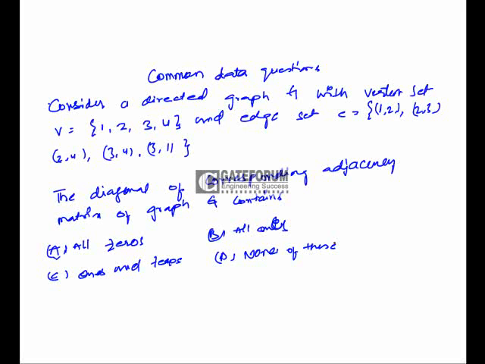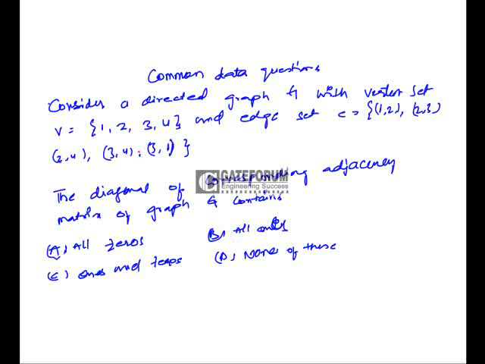These are common data questions, and the given data is: consider a directed graph G with vertex set V equal to 1, 2, 3, 4 and edge set E equal to 1 2, 2 3, 2 4, 3 4 and 3 1. The first question is: the diagonal of the corresponding adjacency matrix of the graph G contains option A all zeros, option B all ones, option C ones and zeros, and option D none of these.